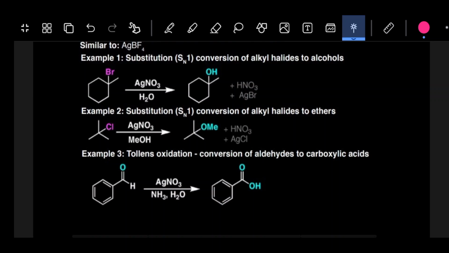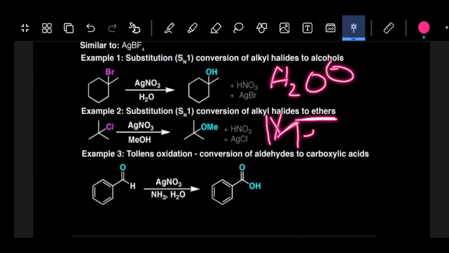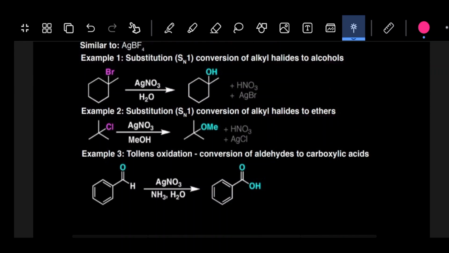If you react the alkyl halide, here directly we have taken 3 degrees, so this basically acts as an SN1 reaction itself, with AgNO3 in the presence of MeOH. The alkyl halides get converted to ethers. In the water case, H2O acts as the nucleophile, and in the ether case, MeOH, that is MeO minus, acts as the nucleophile. Here ether is formed, there alcohol is formed, with the same byproducts: HNO3 and AgBr, or AgCl precipitate.